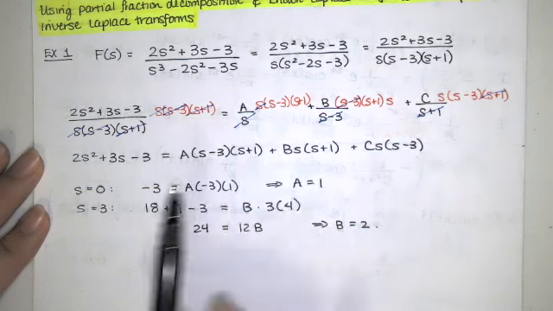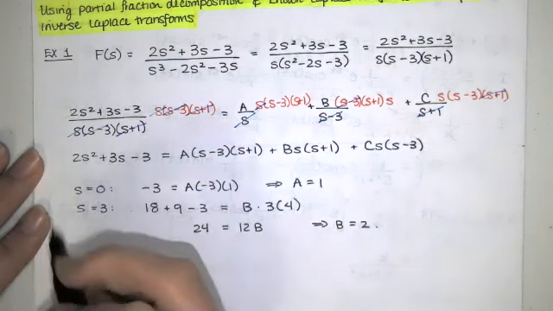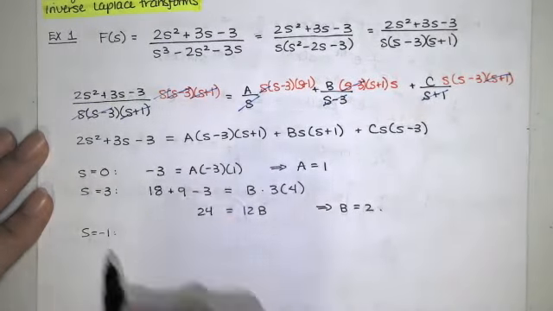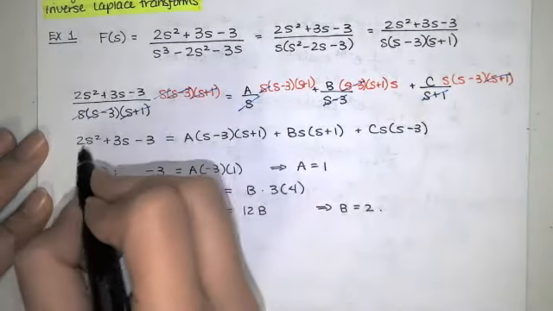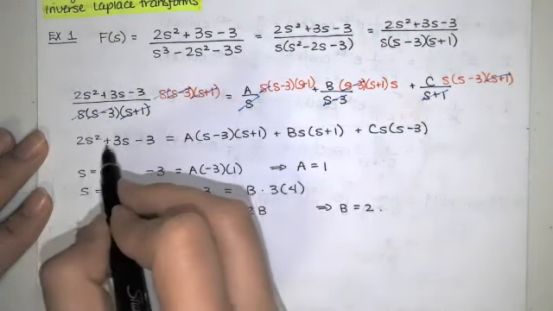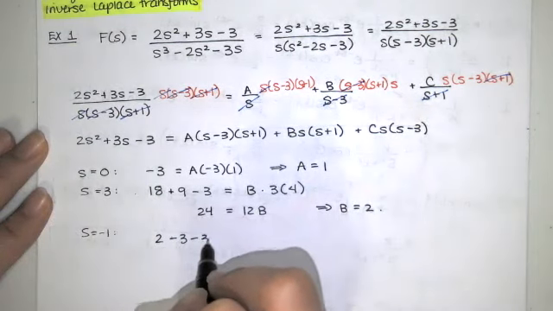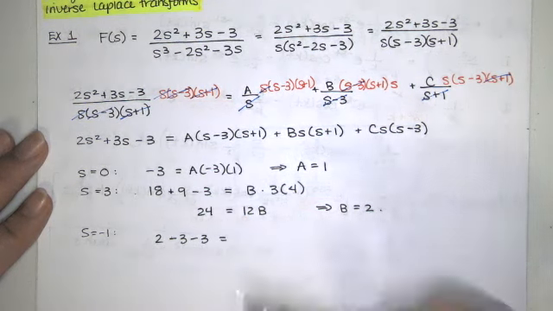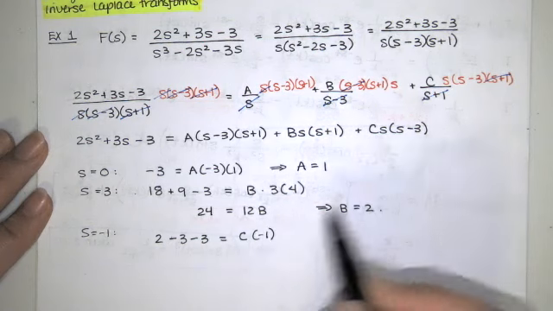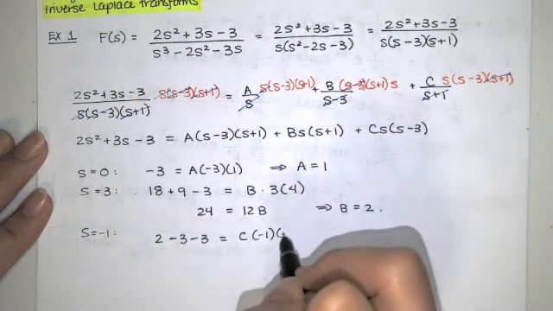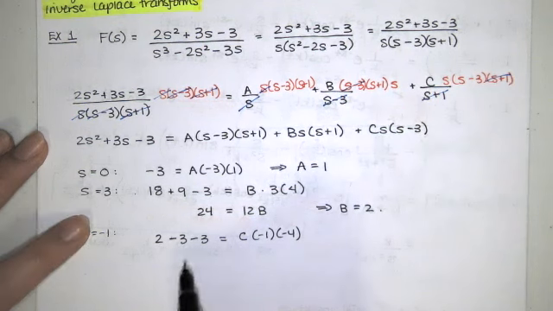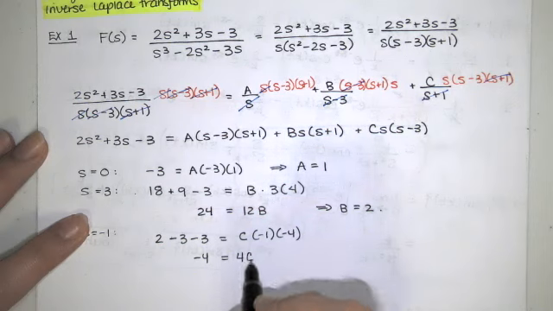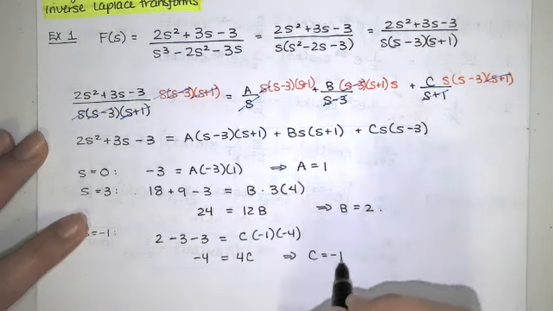And then the only factor remaining is s plus 1. That's 0 when s equals -1. So plug in -1 over here. -1 squared is +1. So we're going to have 2 plus 3 times -1, which is -3, minus 3 equals, when s is -1, this is 0 and this is 0. And I have c times -1. -1 minus 3 is -4. So I have -6 plus 2 is -4, and that's equal to 4 times c, so c must be -1.